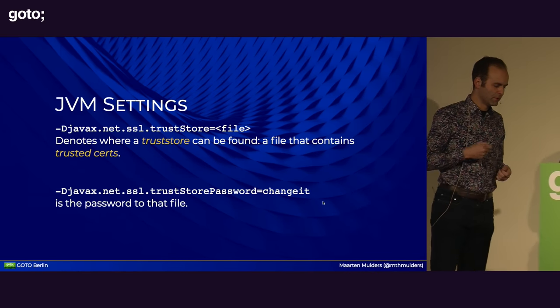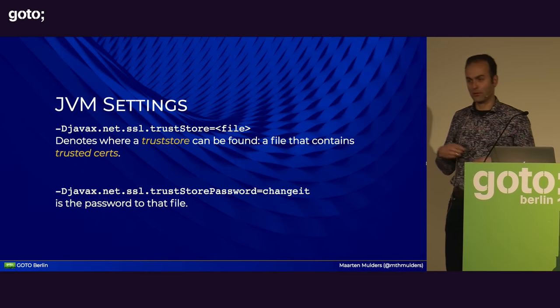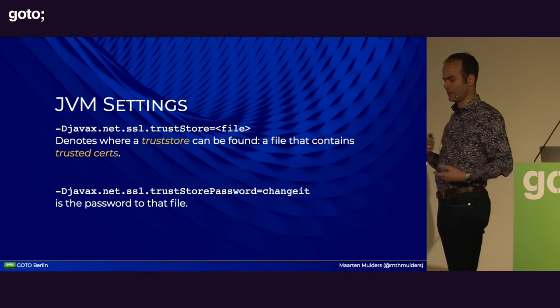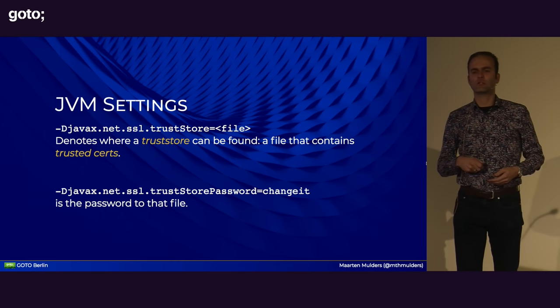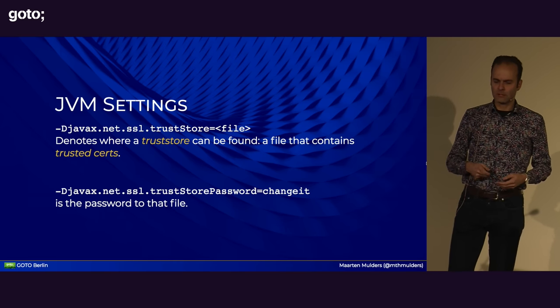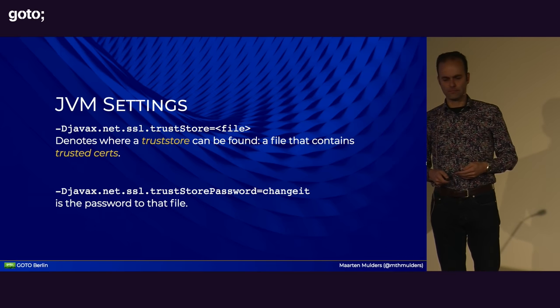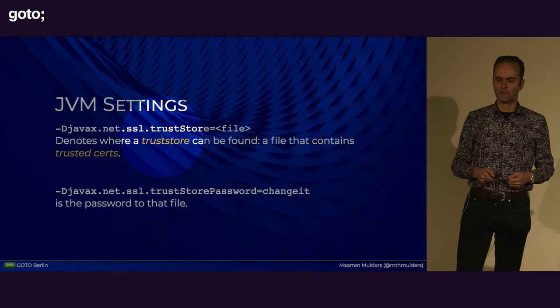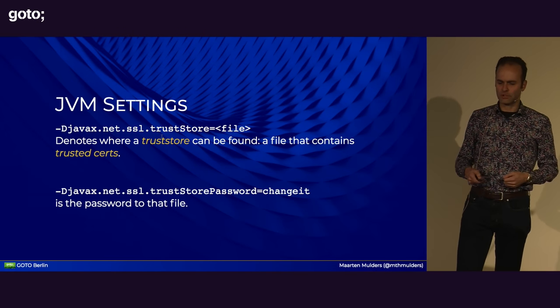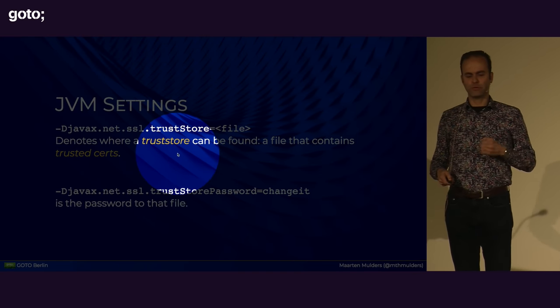So if you're building software for the JVM, you might be wondering, how do I apply all this to my Java or Scala or whatever-based software? If you start a JVM, you can supply JVM switches, and there is quite a couple of them that relate to transport layer security. We have the javax.net.ssl.trustStore system setting, which should be the path to a file, which is called the trust store.